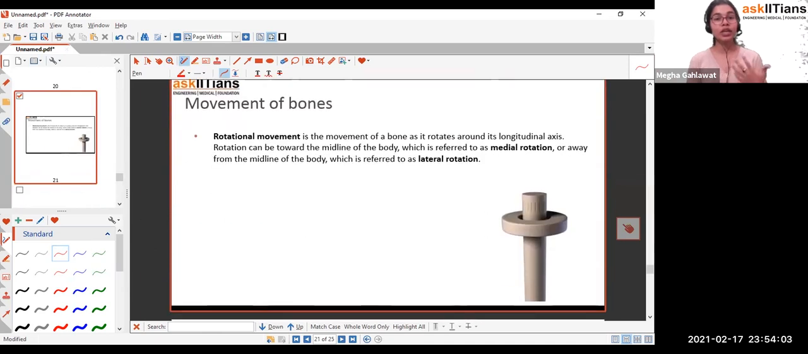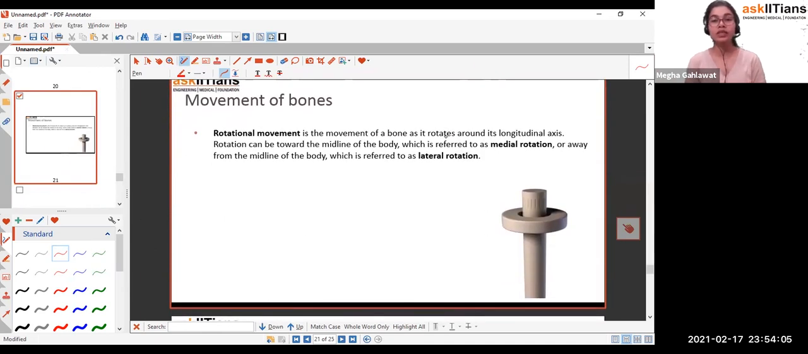Next is the rotational movement. Rotational movements are basically rotating movements along one longitudinal axis. All right, now the important thing is we have the medial rotation and we have the lateral rotation. Medial rotation is toward the midline of your body, like this with your hip movements, or with your shoulder movements like this. Okay, or away from the midline of the body, that is the lateral rotation that you see right here with the elbows, with the shoulders.